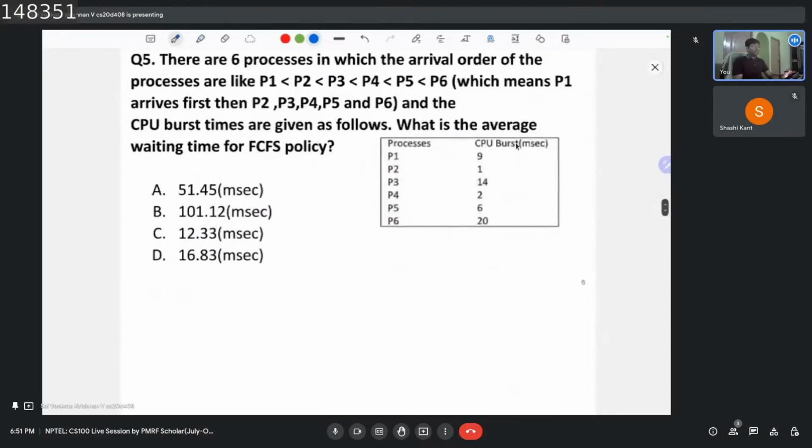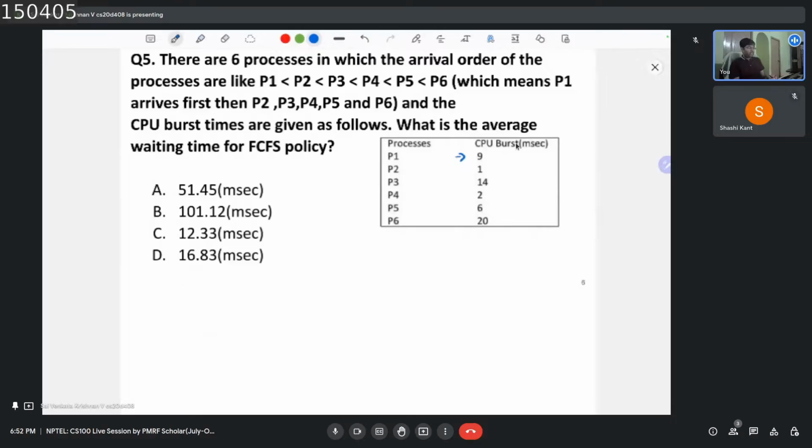Right. There are 6 processes in which the arrival order of the processes is like P1 came first, then P2, and in the same way P3, P4, P5, and finally P6 arrived. And we have the given burst times over here. What's the average waiting time for the FCFS policy? So we are given some values and we should find the average waiting time. So let's draw the Gantt chart and calculate the waiting time for each process, and then we'll get the average.